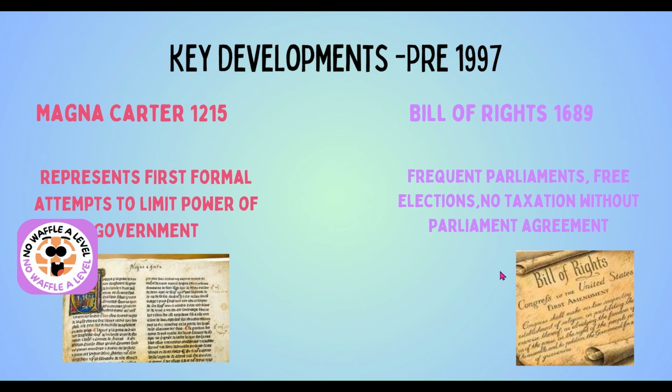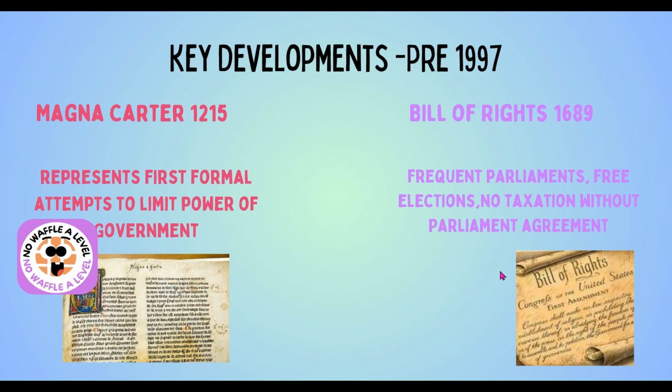Yeah. So we're going to move on to the key developments pre-1997. So Magna Carta of 1215. I apologize for the logo covering, but it represents the first formal attempt to limit the power of the government. So it was King John's men who wrote the Magna Carta, and there are still extracts of this today, trying to limit his power. Moving on to the Bill of Rights, 1689.